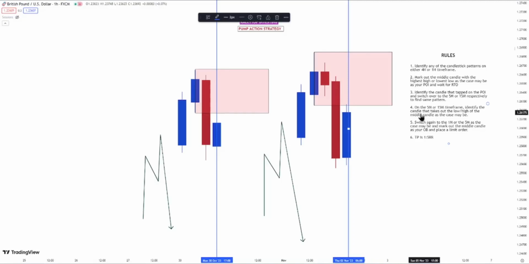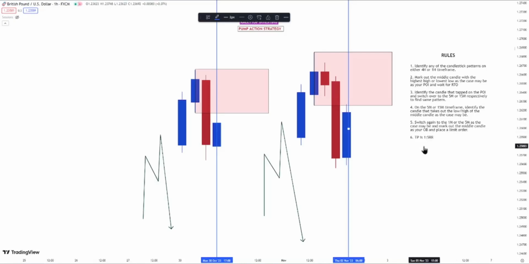And rule 4 says, on the 5M or 15M time frame, identify the candle that takes out the low or high of the middle candle, as the case may be. And I'm going to show you that when we get to the live chart. And rule 5 says, switch again to the 1M or the 5M. Remember, I told you we are going to be using 3 time frames. So switch over to 1M or 5M, as the case may be, and mark out the middle candle as your OB and place a limit order. I'm going to show you all of that.